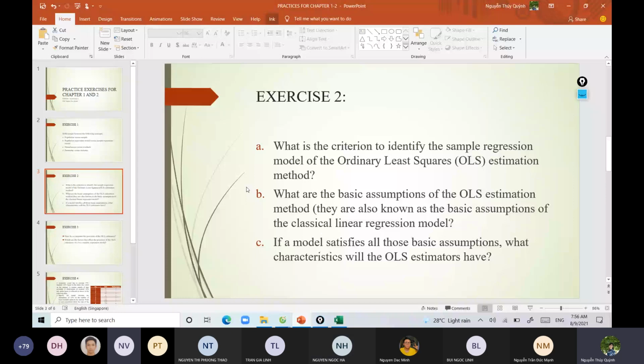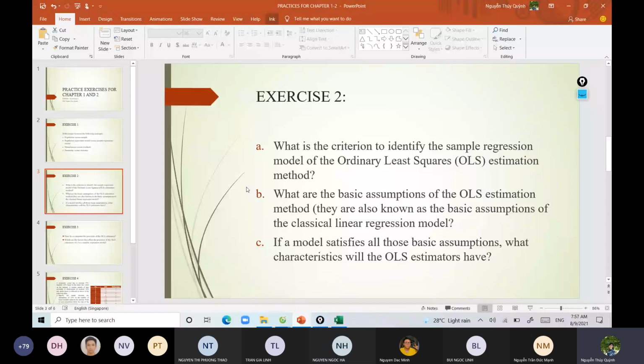The sum of residual squares is minimum. Yeah, that is the criterion. Chúng ta chọn cái đường sample regression model mà nó minimize cái khoảng cách giữa cái actual value và cái fitted value trên sample regression line, đúng không ạ? Cái đường sample regression line nào minimize được cái sum of square residuals thì nó sẽ chính là cái đường mà chúng ta lựa chọn, được chưa?